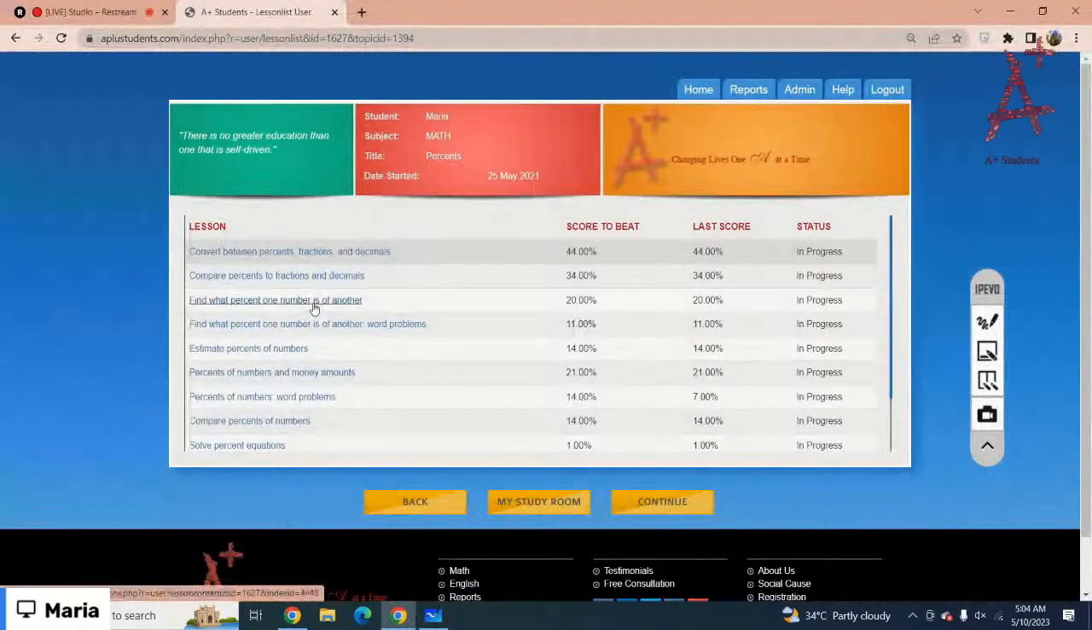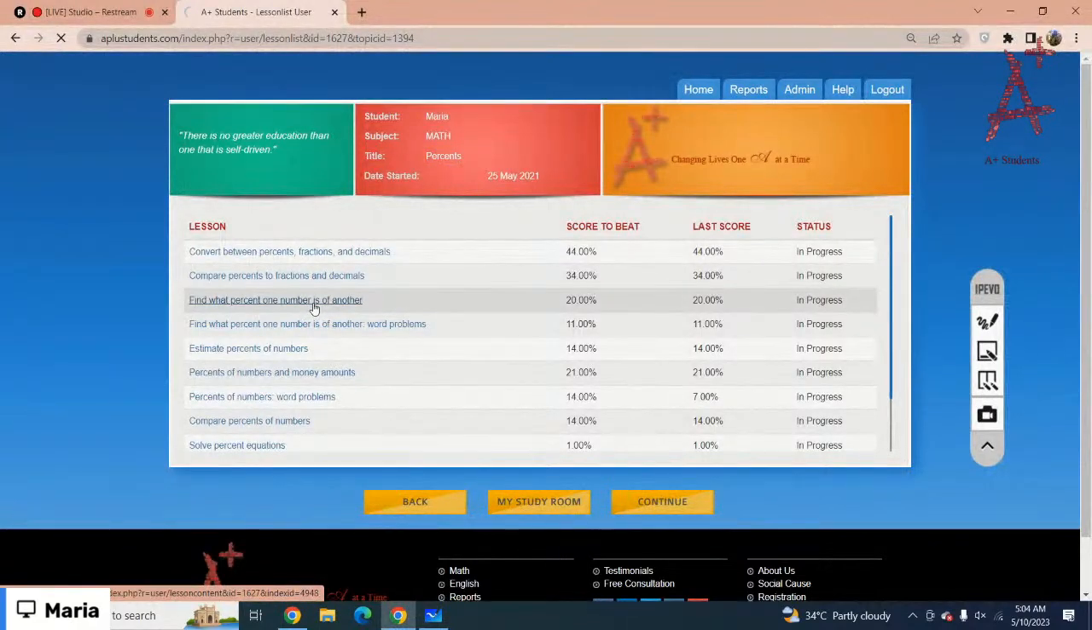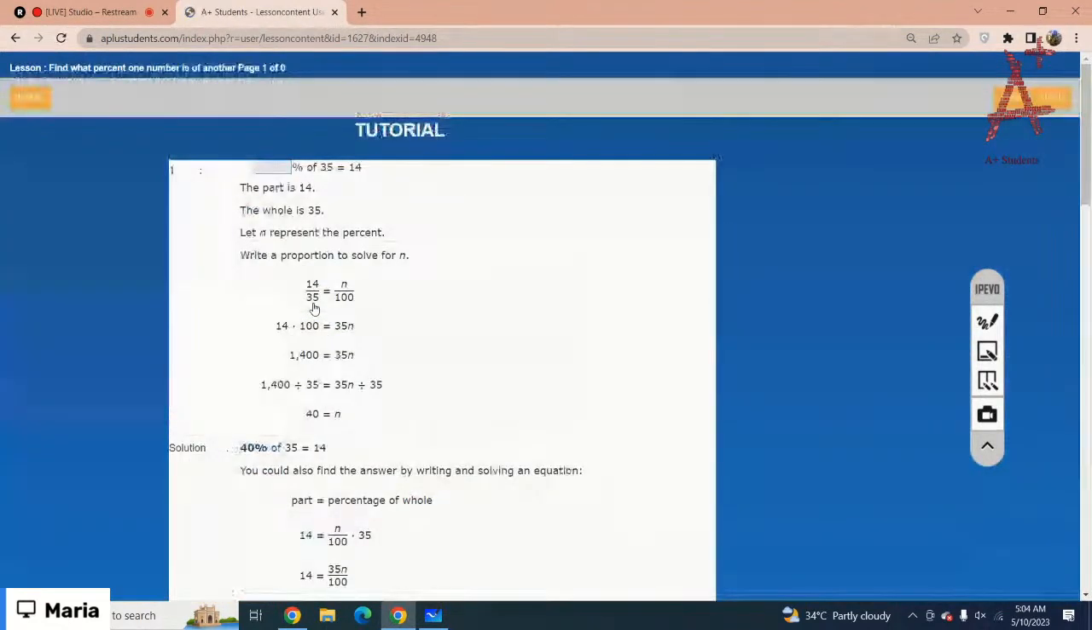Okay, here I am on find what percent one number is of another. Let's just start with the lesson. So basically we are going to see what percent of 35 is 14. The whole number is 35 and 14 is part of 35. You need to see 14 is what part of 35. So here the whole is 35, the part is 14, and you have to find the n.